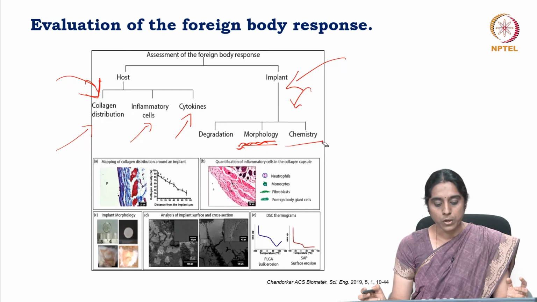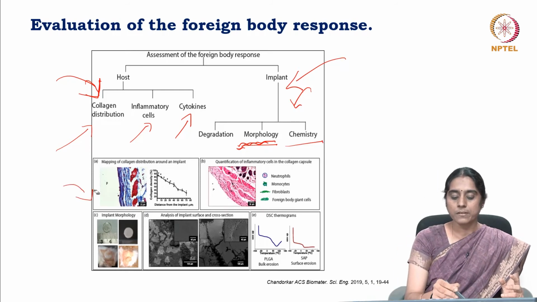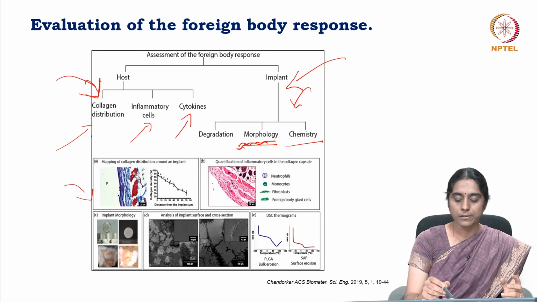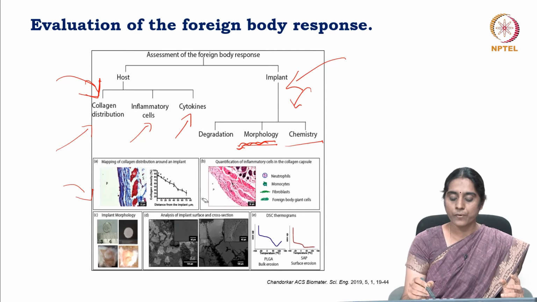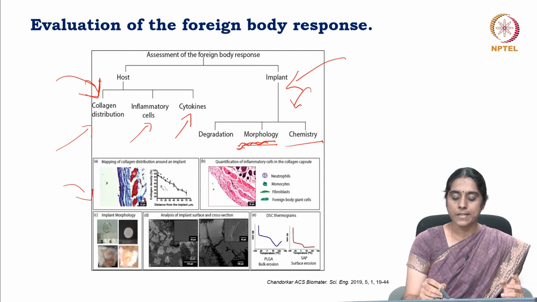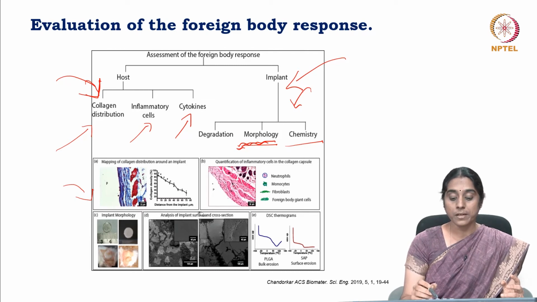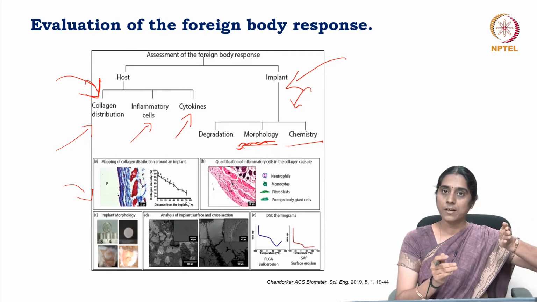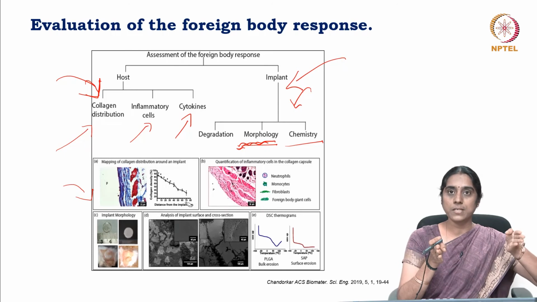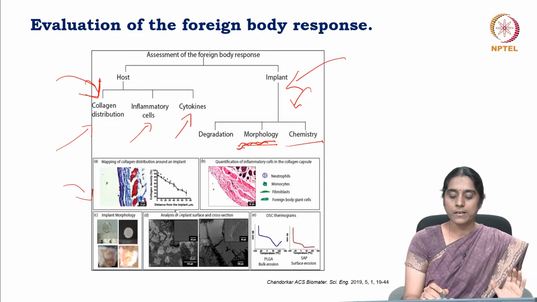So, here is an example of the mapping of collagen around an implant. For this implant, they have seen how the collagen is being deposited around it. So, the density of collagen has been estimated with regard to the distance from the implant, how far it is depositing around the biomaterial.